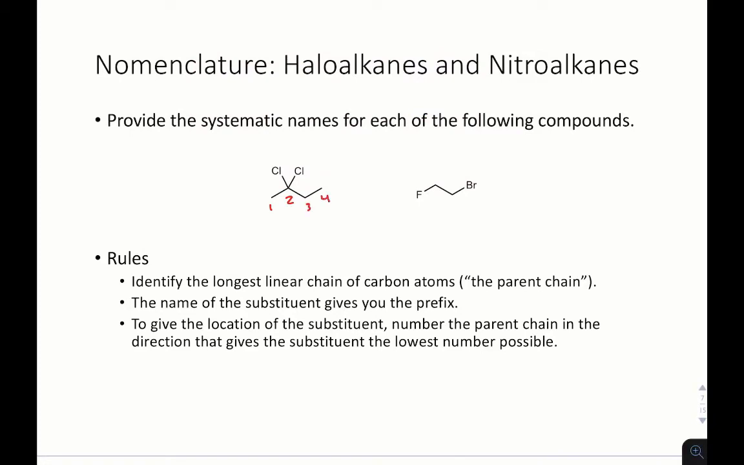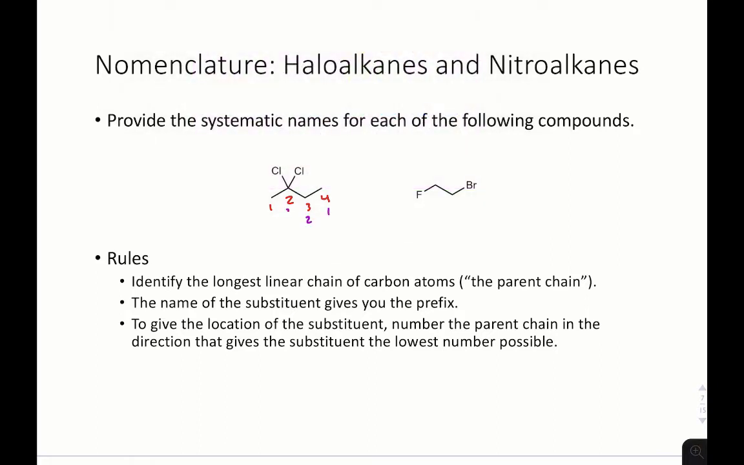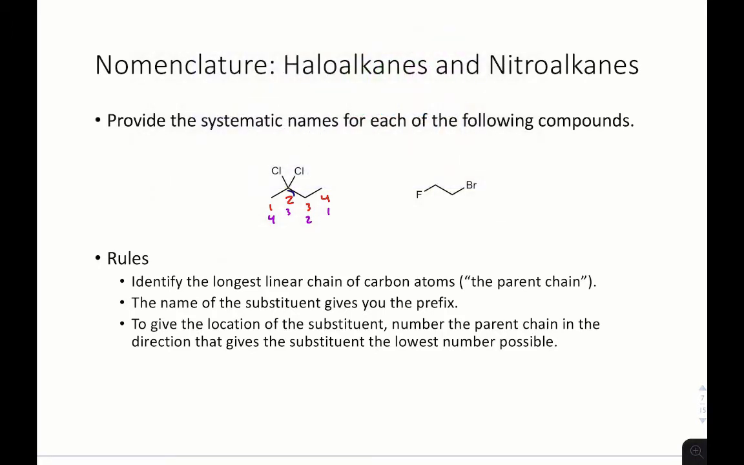All right, we're going to identify the longest linear chain of carbons. So 1, 2, 3, 4. And I want to give the substituents the lowest number possible, so I do need to try the numbering from left to right and right to left. I can see that 2 is the lowest number possible for those substituents.